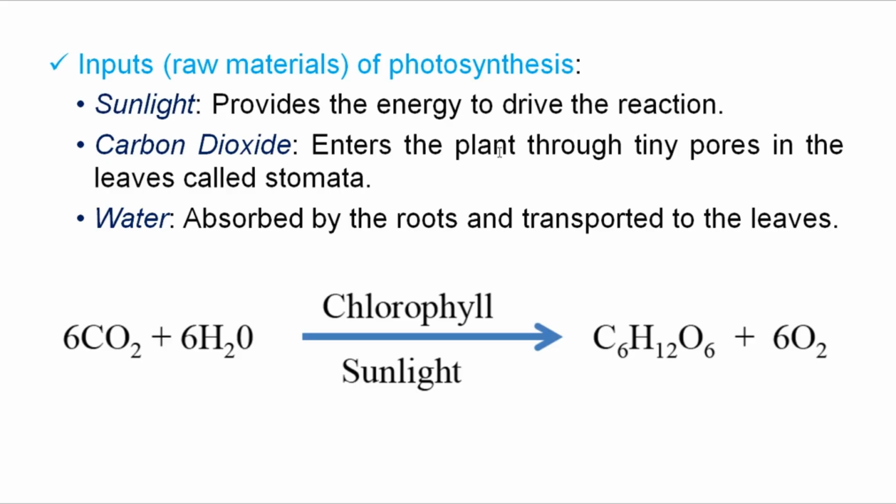Carbon dioxide enters the plant through tiny pores in the leaves called stomata. This carbon dioxide is the raw material or input which is necessary for photosynthesis, and it enters into the plant tissue through tiny pores called stomata. Water is absorbed from the soil by roots and transported to the leaf, because leaves are the major part where photosynthesis takes place. So carbon dioxide, water, and sunlight are the raw materials, the inputs for photosynthesis. Nice.